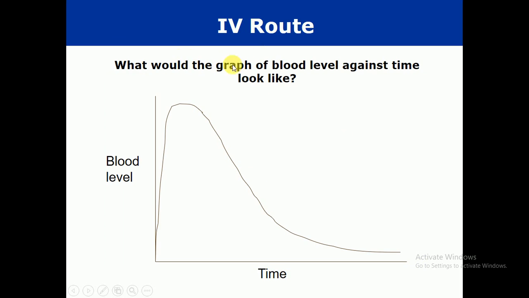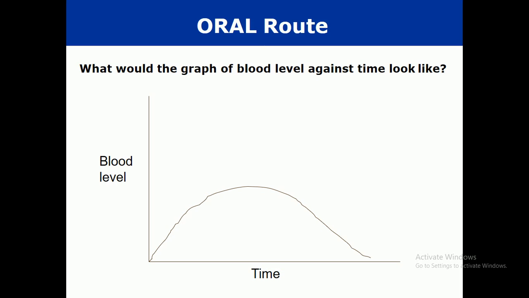So what would the graph of the blood level against time look like? Look here, this is the blood level and this is the time, and these are the peaks. What does it mean? It means that this is the graphical representation. Whenever you administer a drug by the IV route, it has, you can say, 100% bioavailability, and that drug is quickly absorbed. So its peaks are higher.